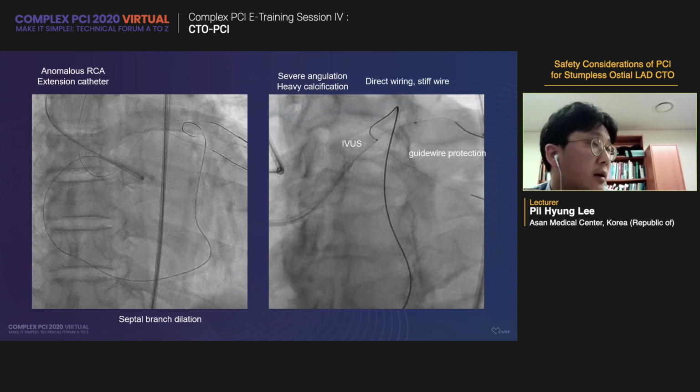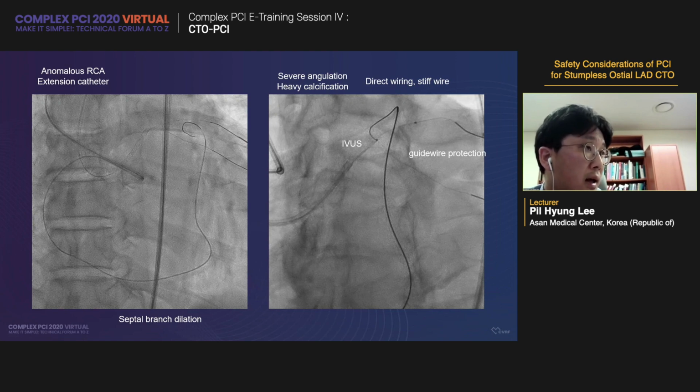The problem was that the RCA had an anomalous origin. So the operator used the JR catheter and the extended catheter to support the retrograde wiring. Because he had some problem with the microcatheter advancement toward the septal branch, he dilated the septal branch with a balloon and then advanced the microcatheter toward the LAD.